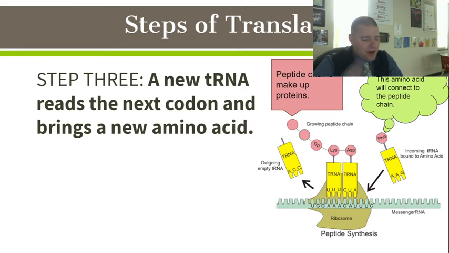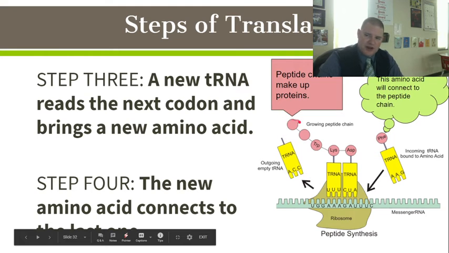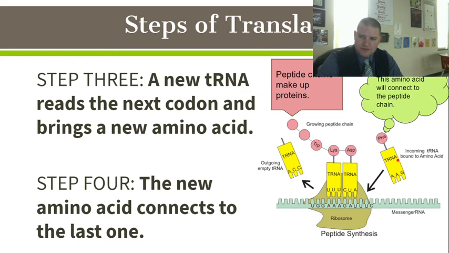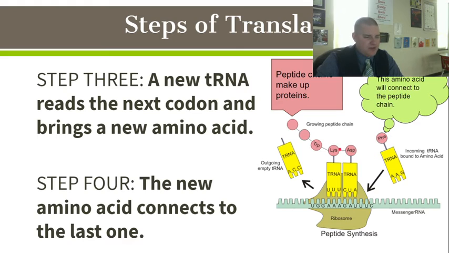Step 3 is that this process repeats. So a new tRNA molecule comes in, it reads the next codon and brings in the new amino acid. So it's just going to keep on repeating itself over and over again. Then we get step 4, the new amino acid connects to the last one, and this process is just going to repeat. So we grow a chain of it here. And you can kind of see that chain with the red circles here. These are the protein parts. The new one comes in, boots the old one out.